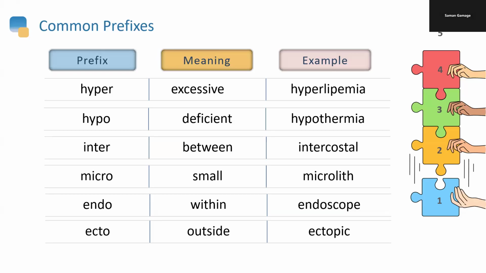Ecto is outside. Ectopic means presence of outside. For example, ectopic pregnancy. Pregnancy usually happens inside the mother's womb, inside the uterus. However, rarely, pregnancies can happen outside the uterus, maybe in the tubes. So this is called an ectopic pregnancy.